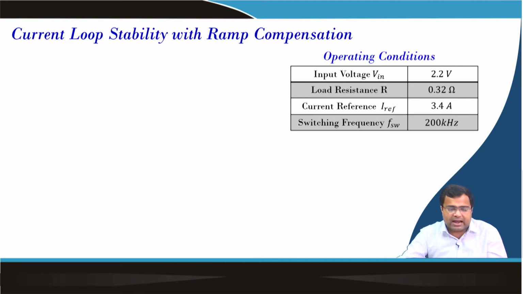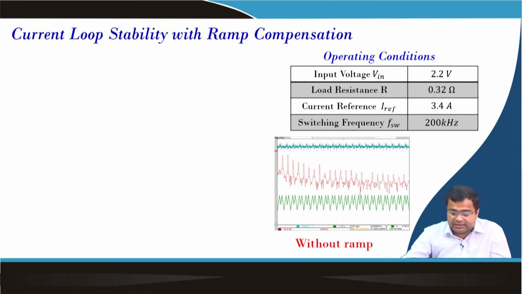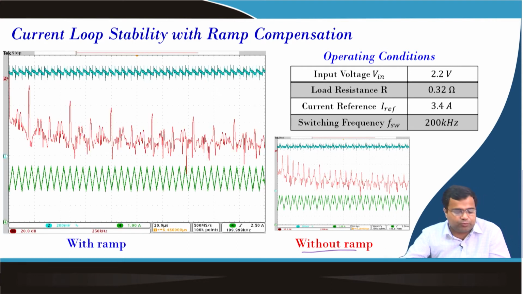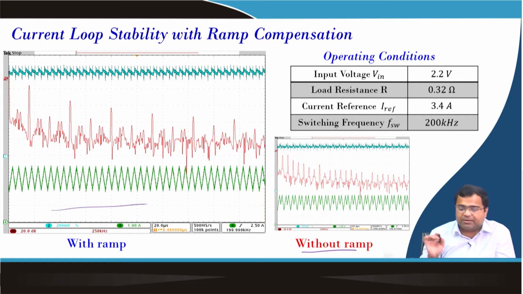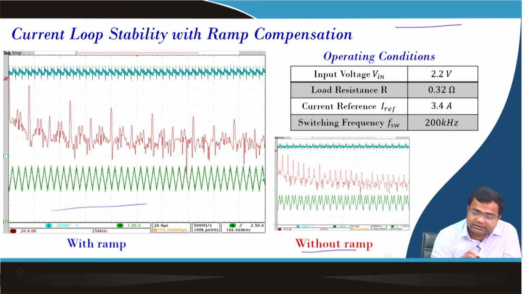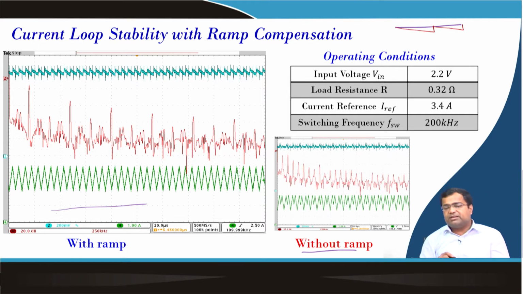Then if you add the ramp, this was before adding the ramp at 2.2 input voltage. After adding the ramp, now it becomes stable. So, what we are doing, because we have a fixed current reference, now through the DAC we are also generating a ramp. So, digitally inside, and then the inductor current is getting compared with this.